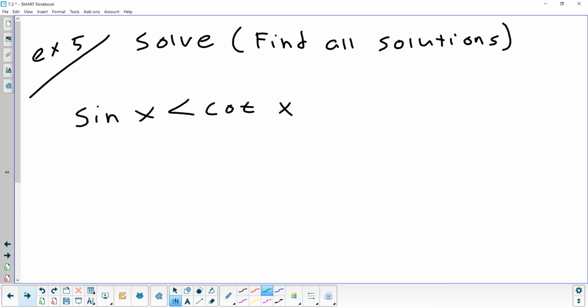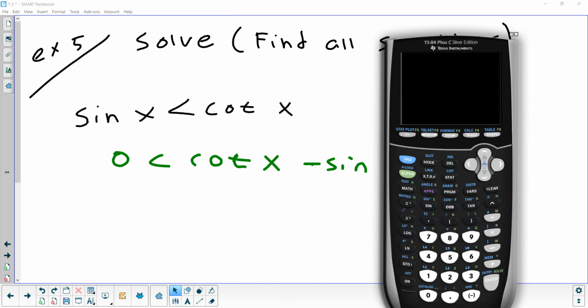So let's find where sine is less than cotangent. Now we can do it 2 ways. We can type in a y1, y2 and do an intersect. Or let's stick with the way we've been doing it, and continue that line of thinking. Let's get 0 on one side. So what could I do here to get 0 on one side? Subtract sine of x. Sure. So cotangent minus sine.